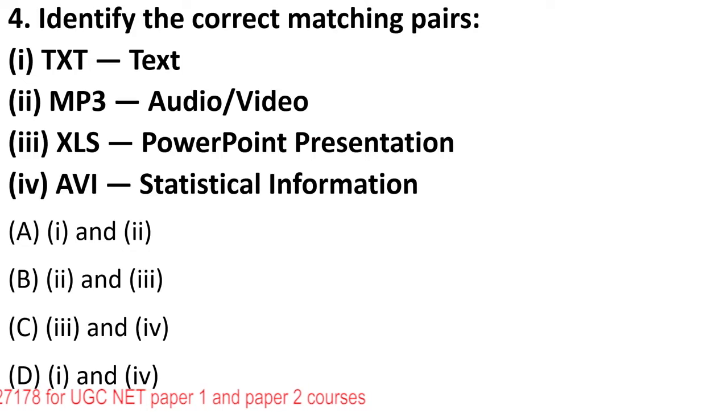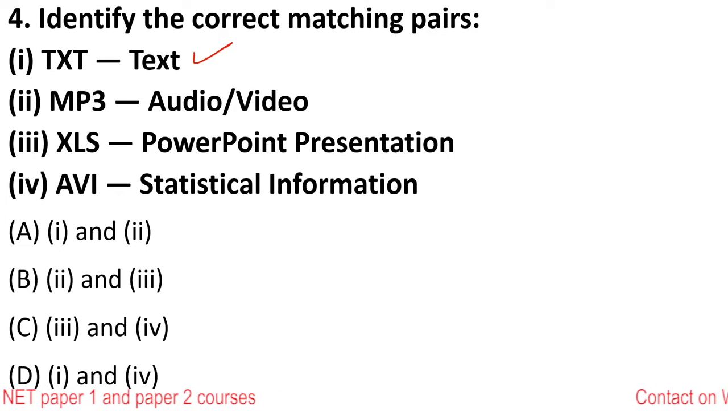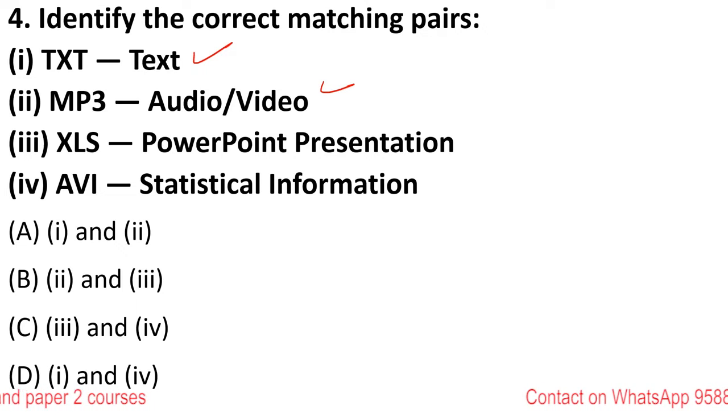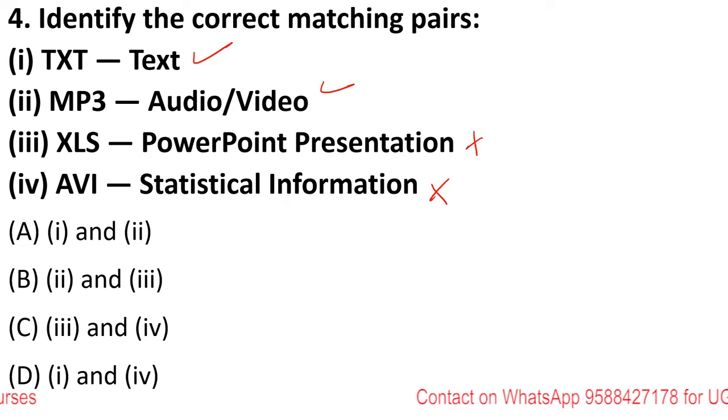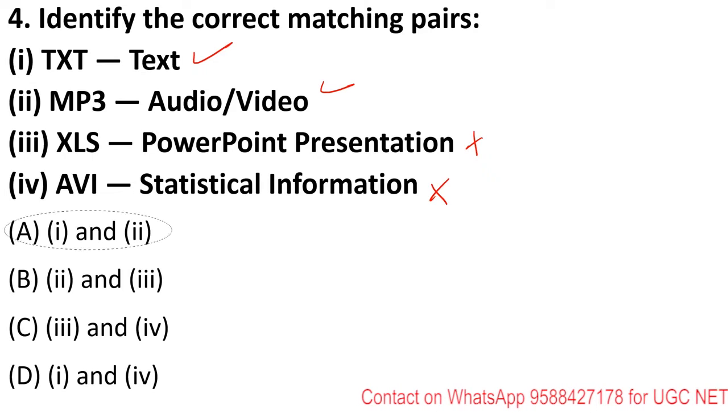Next is, identify the correct matching pairs. TXT is text file. If I look at this, this is right. MP3 is audio video. Yes, this is also true. XLS is PowerPoint presentation. No, XLS is your spreadsheet. It is related to spreadsheets. And AVI is audio video interface, so it is not used for statistical information. It is also an audio and video file format. So only 1 and 2 are correct.